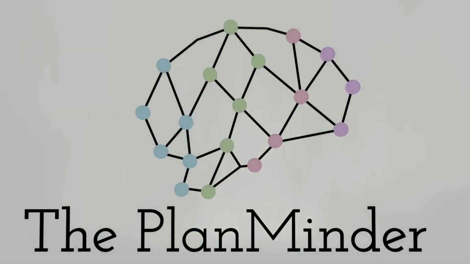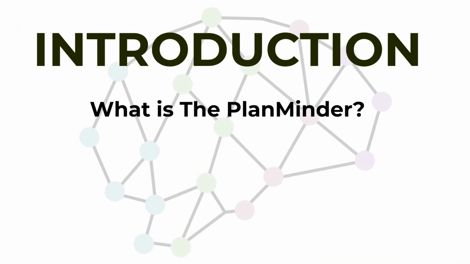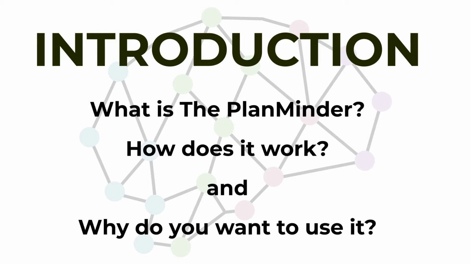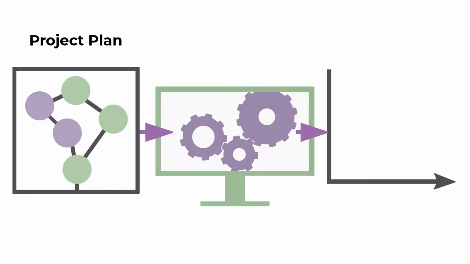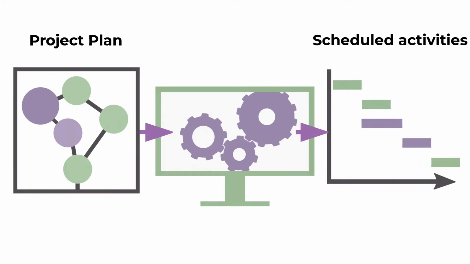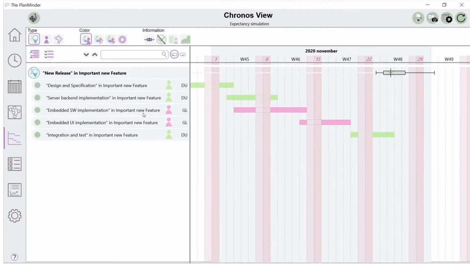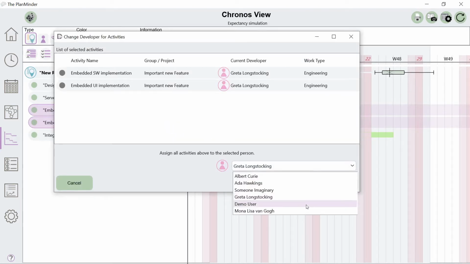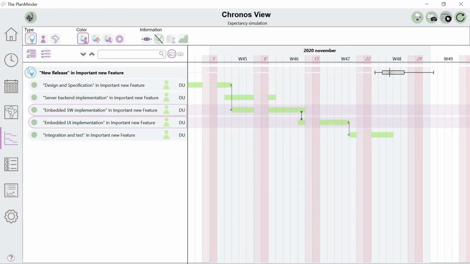The PlanMinder, an introduction. What is the PlanMinder, how does it work, and why do you want to use it? The PlanMinder is a project planning tool that uses automatic scheduling. This makes it easy to change and update your plans. You will always have plans that are up to date and can quickly test different scenarios before you decide on major changes.